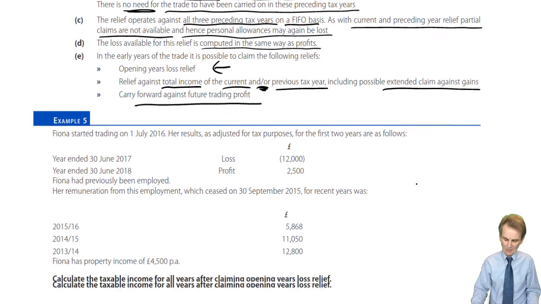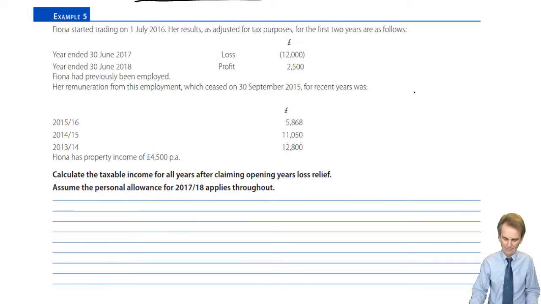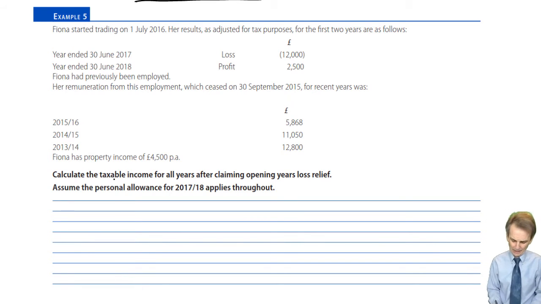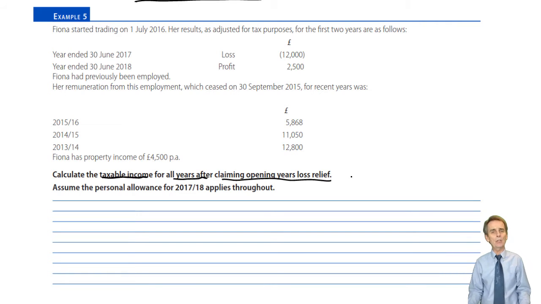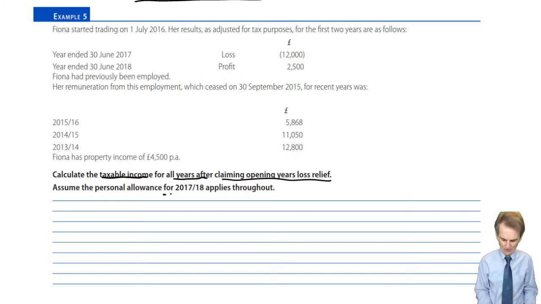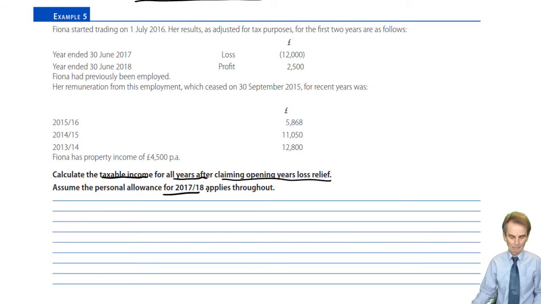Okay, that said, we have now example 5. Now then, I want you here to start this. I'm going to set you little tasks to do one at a time. We've got to calculate the taxable income for all years after claiming opening year's loss relief. So this particular question is very specific. We're going to be looking at opening year's relief. And again, throughout, we'll assume that our personal allowance of £11,500, as it is for 17-18 tax year, will apply throughout. So what have we got?